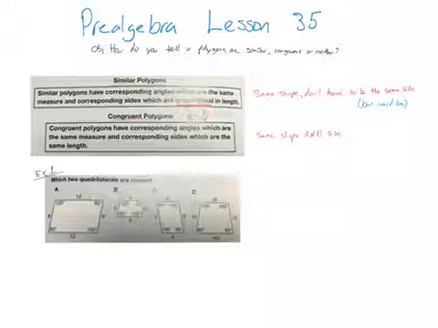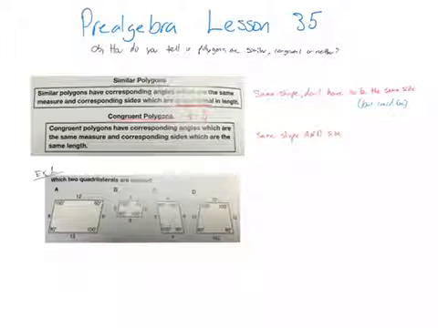Congruent polygons have corresponding angles which are the same measure and corresponding sides which are the same length. So, kind of in short, similar means same shape but doesn't have to be the same size. Could be, but doesn't have to be. And then congruent means same shape and same size. So this is example 1.